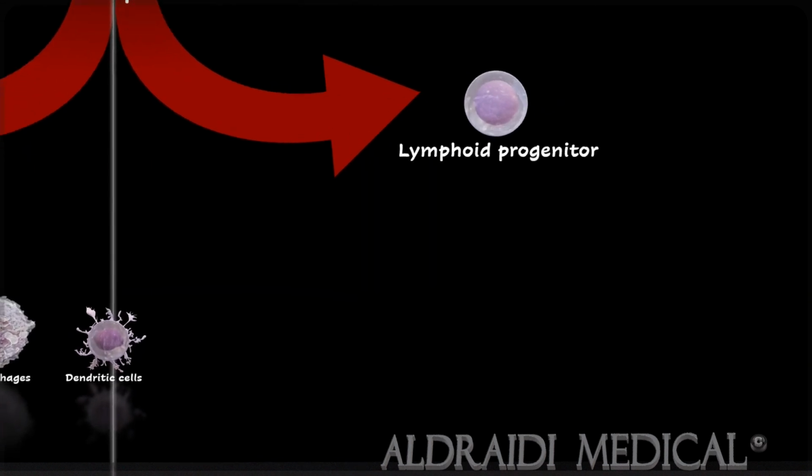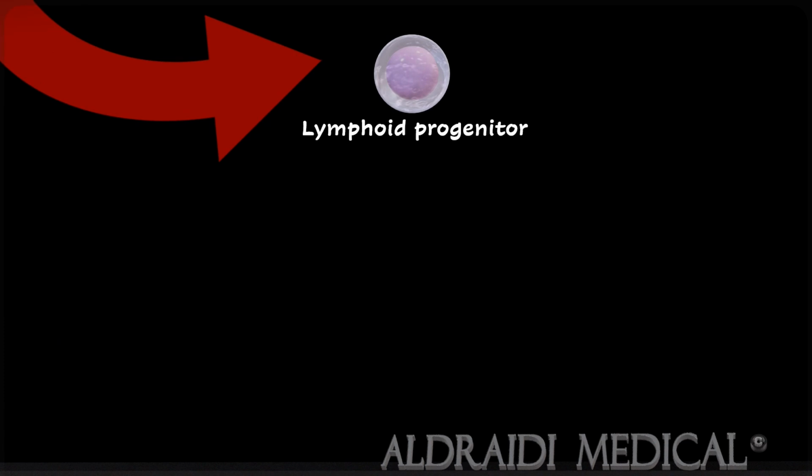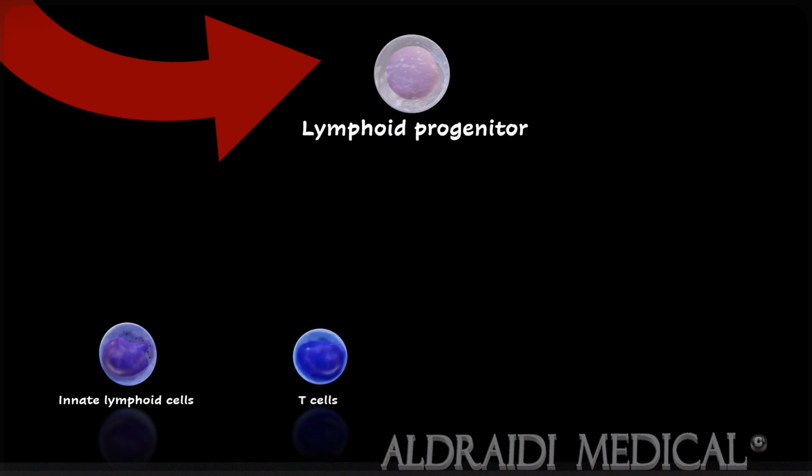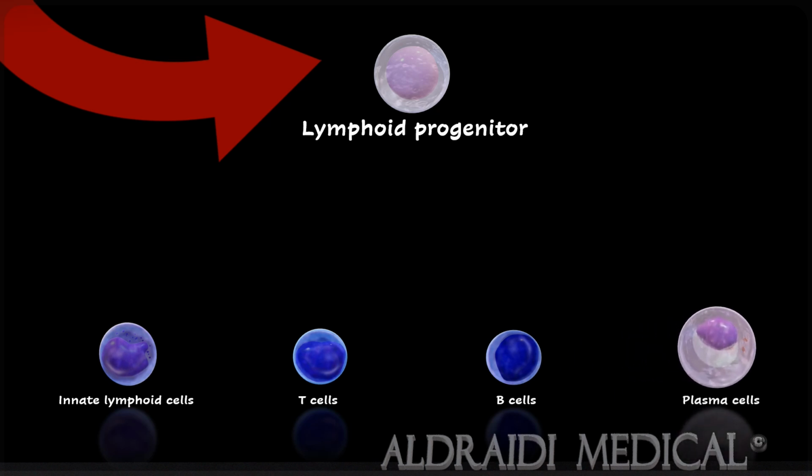The common lymphoid progenitor also gives rise to many progenitors that will end up forming the following cells: the innate lymphoid cells, and an example of such cells is the natural killer cells. The T-cell progenitors that differentiate into many subtypes, such as helper, cytotoxic, and memory T-cells. The B-cell progenitors that differentiate into many other cell types, but most importantly into plasma cells that secrete antibodies.